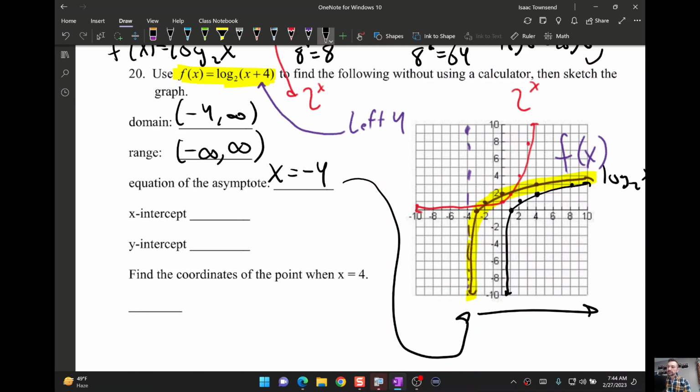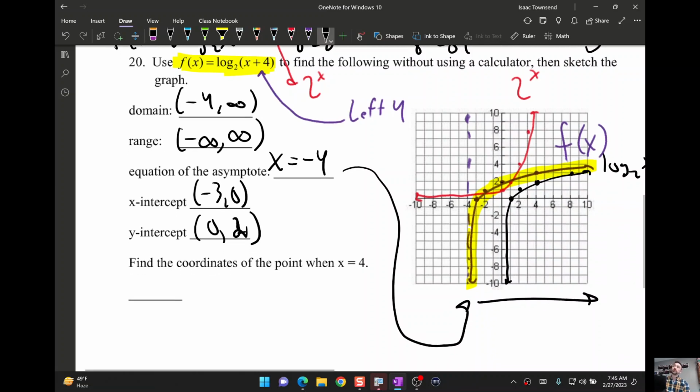X-intercept looks like it's at -3, and since I was careful with my points, I got a few points from 2 to the x, switched them to get exactly a couple points on log base 2 of x, and then moved them left 4. One of those happened to be exactly what I needed, so it was good that I kept up with some specific points. Likewise, the y-intercept, I can tell it's going exactly through (0, 2).